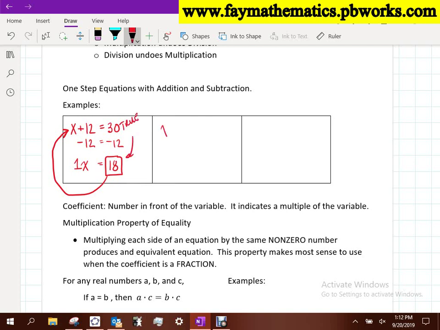Let's do this one. Let's go x minus 15 equals 45. X minus 15 equals 45. What do I need to do there? Okay, add 15. Okay, so it's minus, so I need to use the inverse. So the inverse is addition. And I'm going to get 1x equals 60, right? Okay.